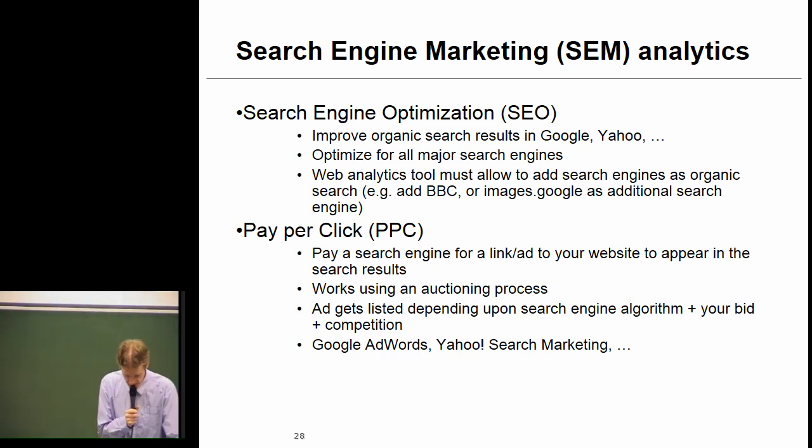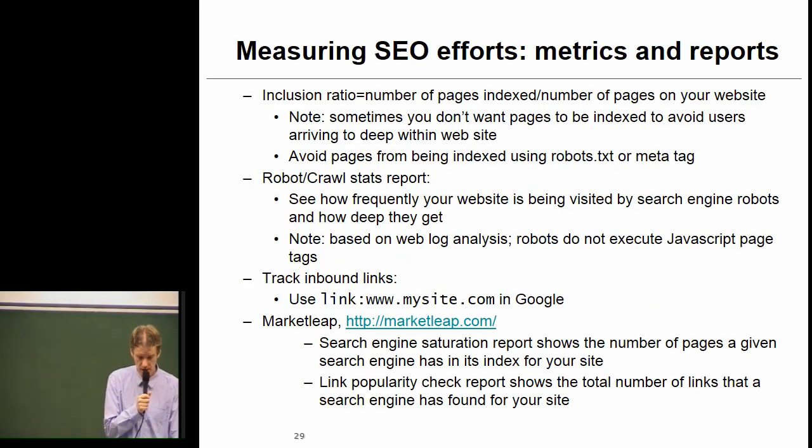If you want to measure your SEO efforts, you can look at the inclusion ratio, which is the number of pages indexed, divided by the total number of pages on your website. Note, as we said earlier, that sometimes you do not want pages to be indexed, because the pages may contain very specific information, and if a user would see that information, he or she might get scared because it's too detailed, it's too specific. So using the robots.txt file we discussed earlier, you can prevent certain pages to be indexed or to be visited by search engines, by the search engine bots like the Google bots.